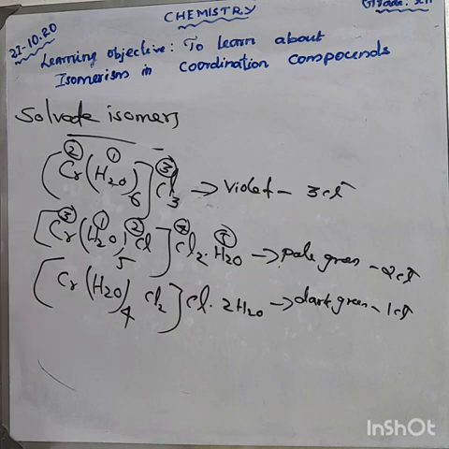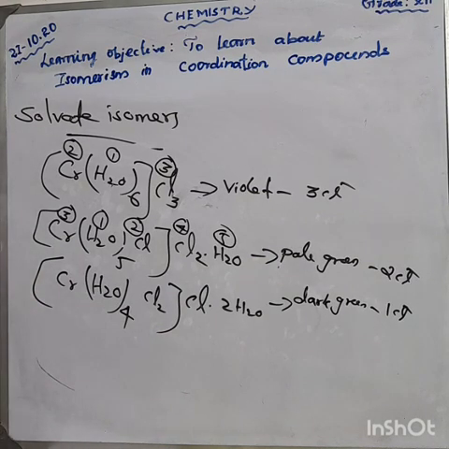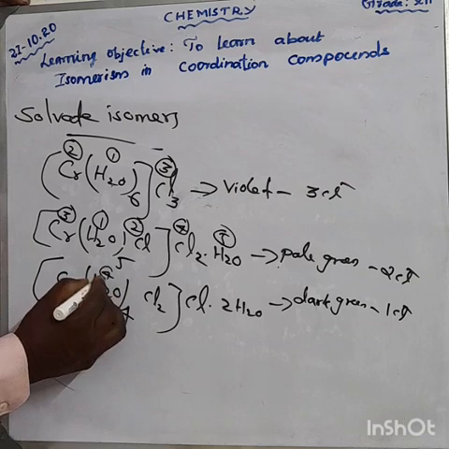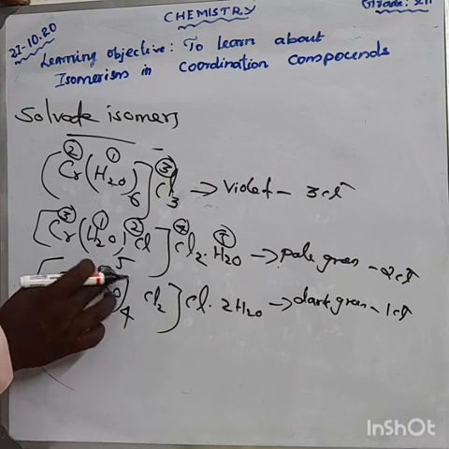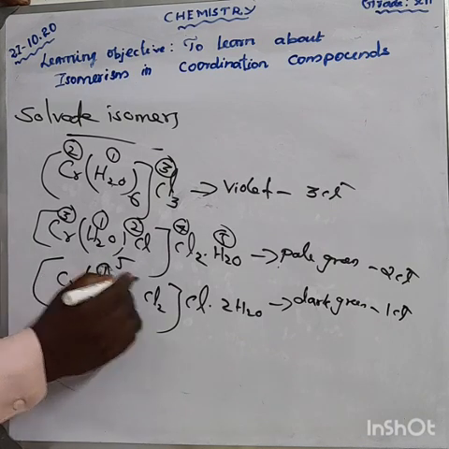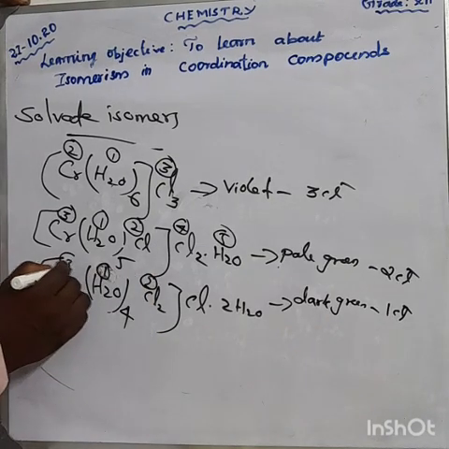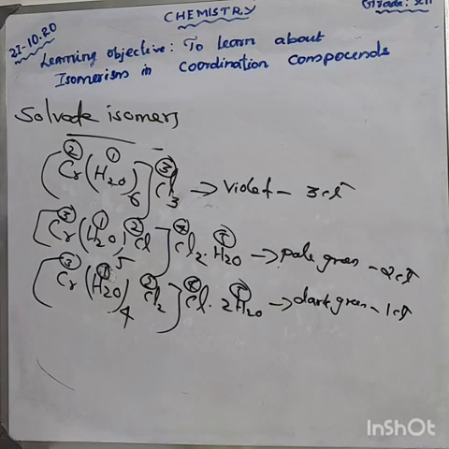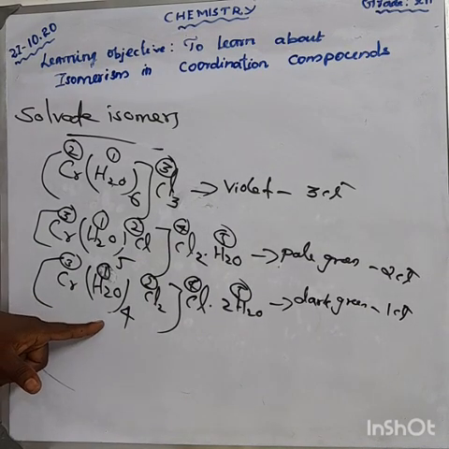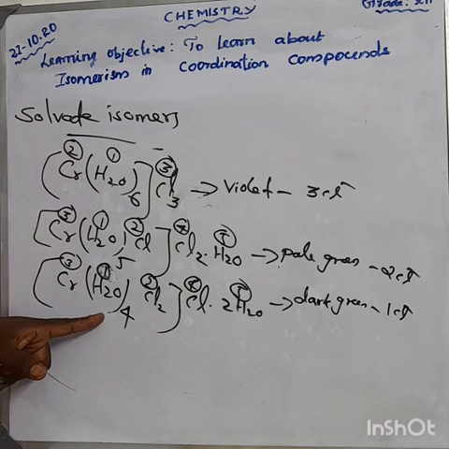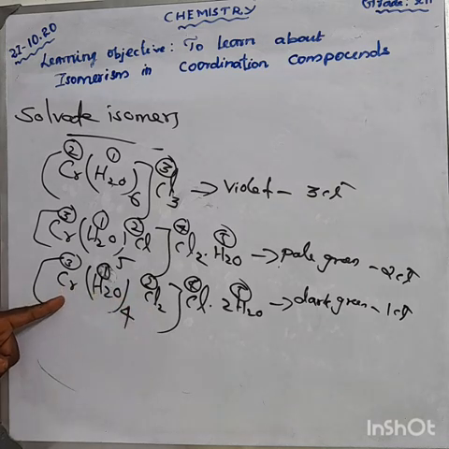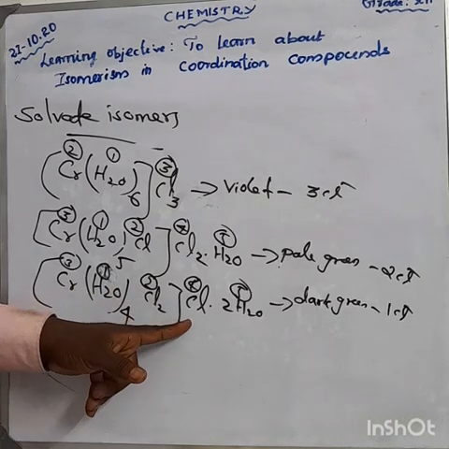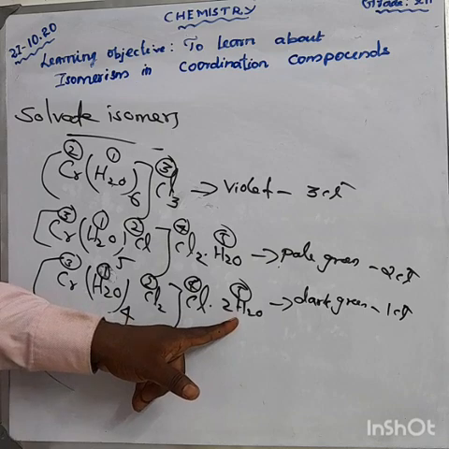Can you say the name of the last complex? First one, second one, third one, fourth one, fifth one. How many water molecules? Here we have 4. So, tetraaqua, dichloro, chromium(III) chloride, dihydrate.